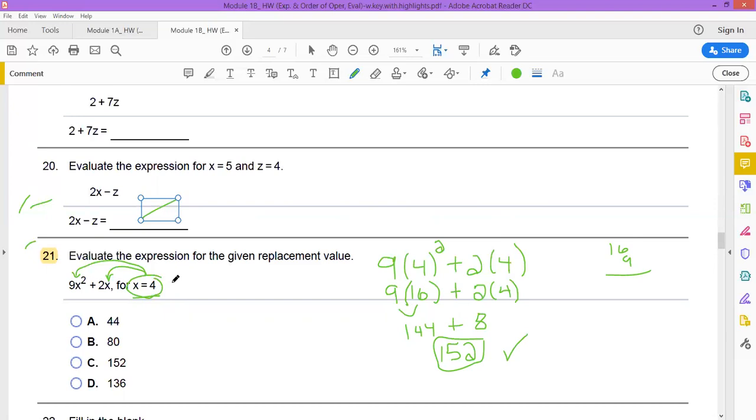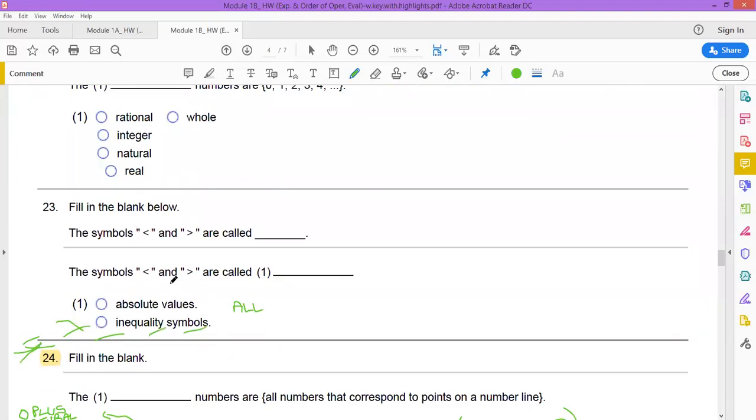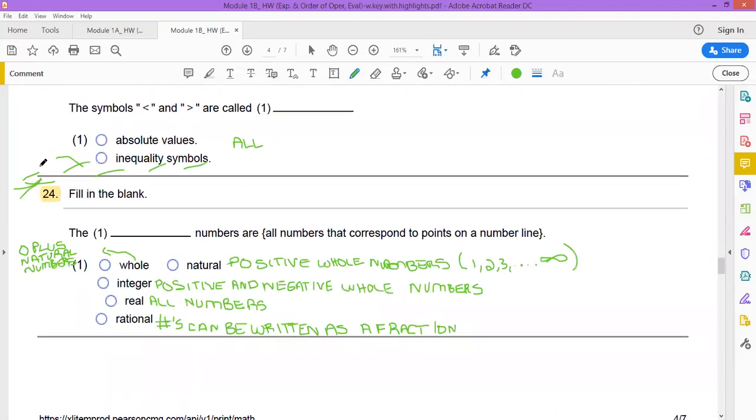All right, let's look at number 24. Now for 24, I want to first start by discussing what each of these groups of numbers represent. First of all, we start with real numbers. All numbers that can be written on the number line, represented in numerical form, are real numbers. So all numbers are real.